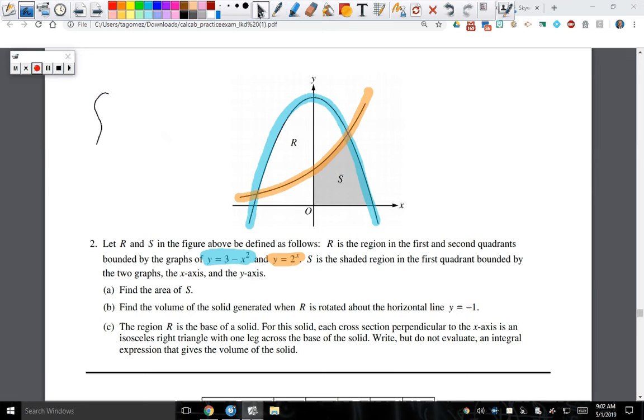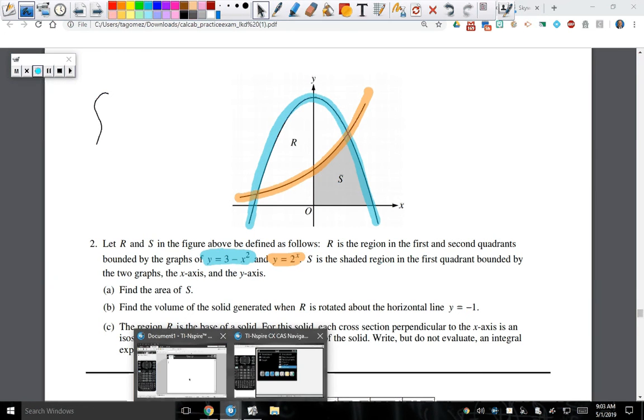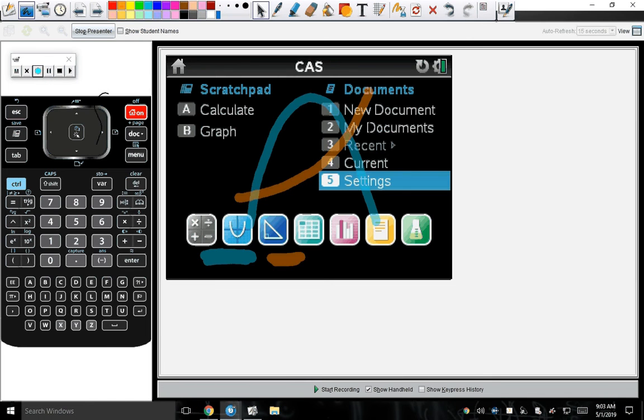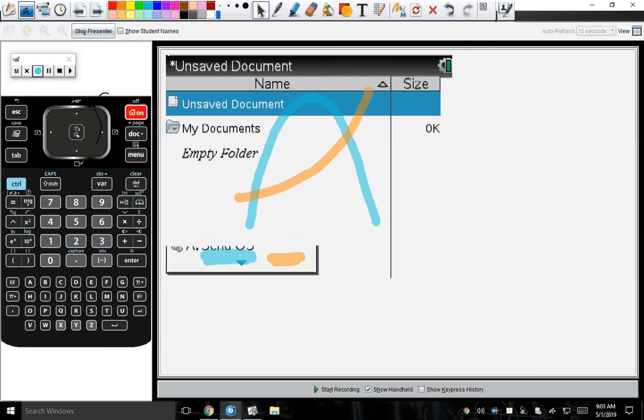Okay, this is a number 2, so you would have a calculator. Let me get my calculator set up. Okay, so my calculator set up, just real quick. Just logged on. Home 2, menu C, OK.